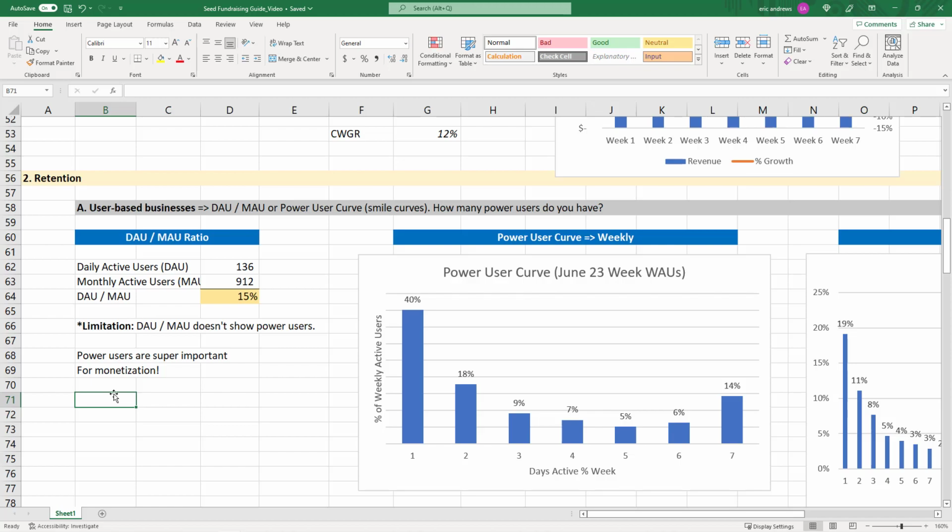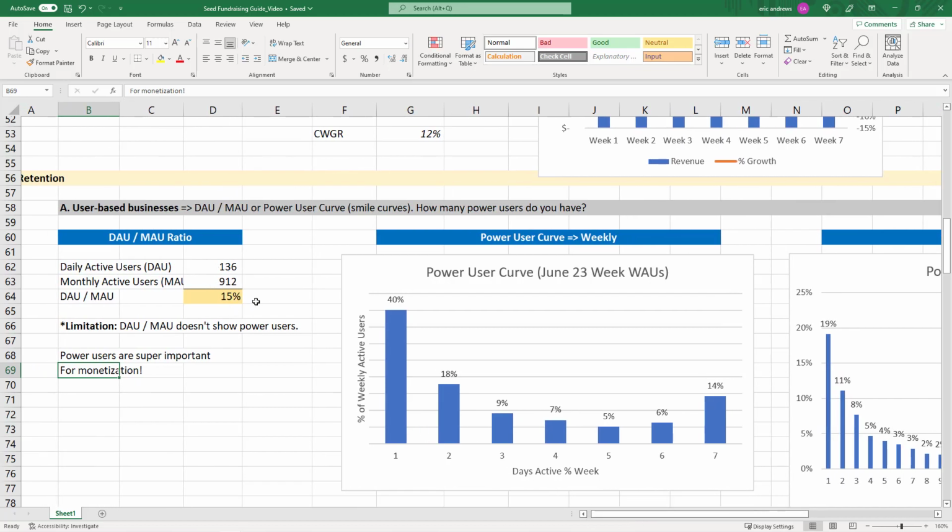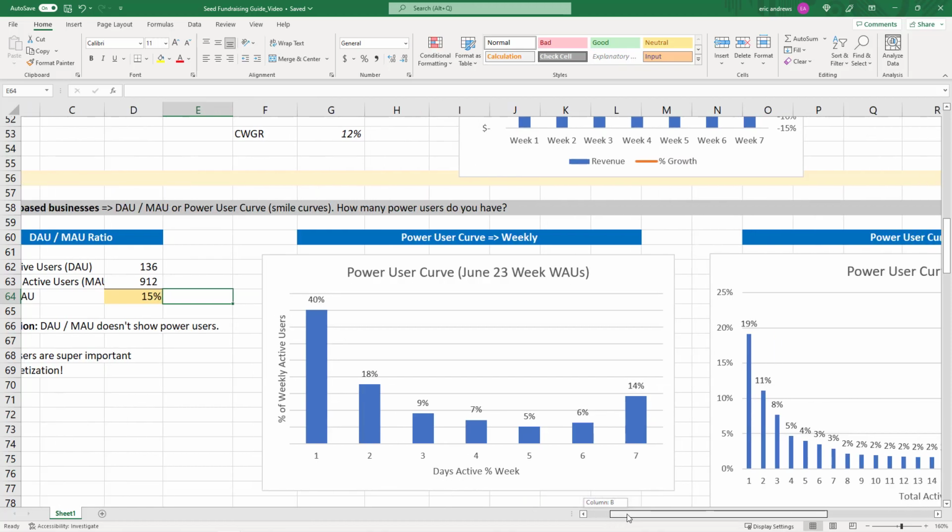It's going to be the people that use the product every day, not the people that log in 3 times a month. And so you're trying to figure out how many power users you have to figure out if you have a business. To really understand power users, the DAU-MAU ratio is good, calculate it, but it falls a little short in telling you the story.